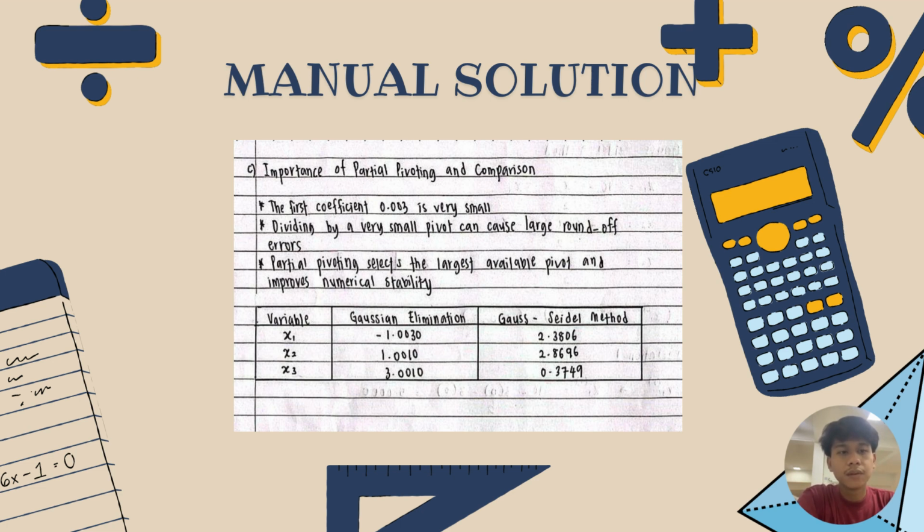Meanwhile, the Gauss-Seidel method is still in its early stage of iteration, yielding 2.3806, 2.8696, and 0.3749. This highlights how a direct method with pivoting can provide a highly precise solution faster for this type of system.